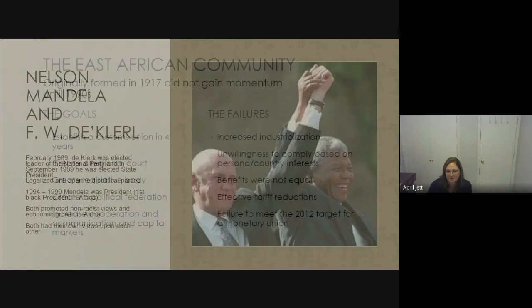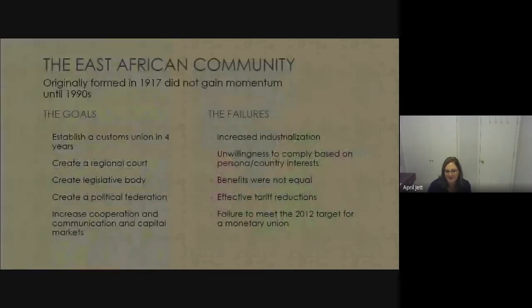The East African Community, also known as the EAC, was founded in 1967. It collapsed in 1977, and then it was revived in 2000. Originally formed in 1917 by Kenya and Uganda, Tanzania joined them in 1927, but this customs union did not gain momentum until the 1990s. Their objectives were for prosperity, competitiveness, security, stability, and political unification in East Africa.